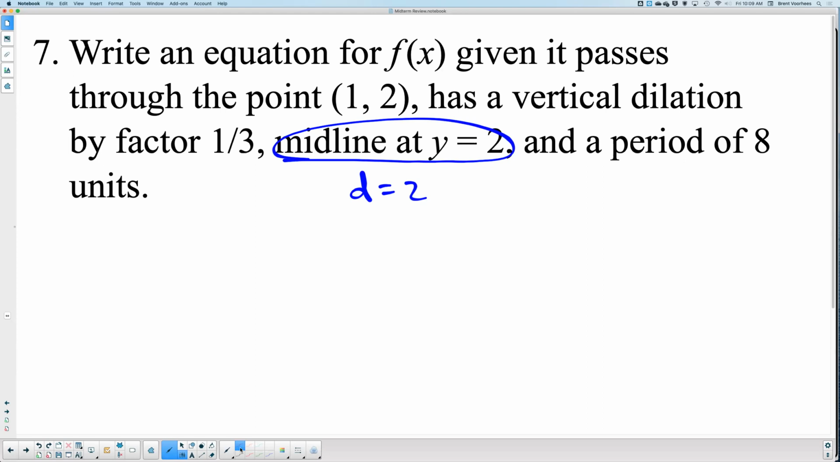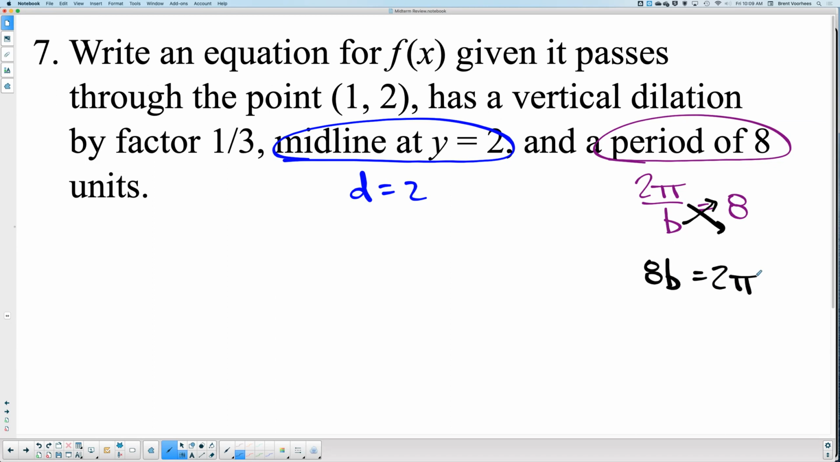What'd you say? 8 is b. It's close, but it's not quite right. What you say you put is 2 pi over b. 2 pi divided by b equals 8. All right, how do we solve that? 8b is equal to 2 pi. Cross multiply and divide. Ultimately, you'll have 8b equals 2 pi, and then you will divide by 8. So what does b actually equal? Pi over 4. All right, we're doing great.